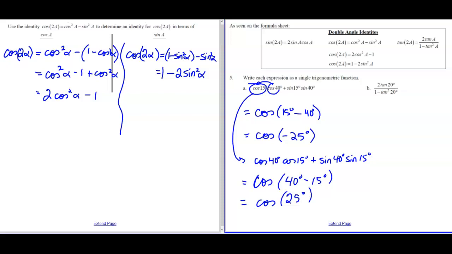If I said in the question that your single trig ratio has to have an angle between 0 and 360, then you would want to rearrange it and do this, okay? Or you could go to here and then show it like this, okay? So just be aware of that.